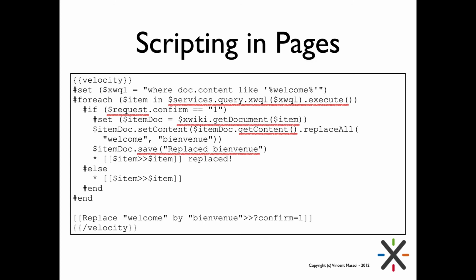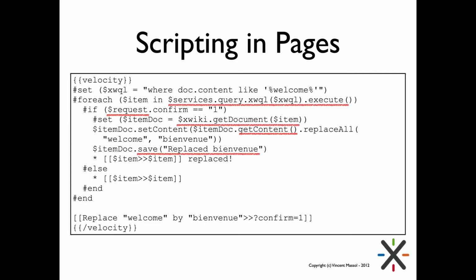And then it creates a link. This is the link syntax. With a label of replace welcome by bienvenue, and when you click this link, it calls the same page passing confirm equal 1 as the query string. So that means the second time this page executes, it goes to the if here inside. So it gets the xwiki.getDocument, it gets the document for each of the items that have welcome in their content. It modifies their content, gets the content, replaces all welcome by bienvenue, so to translate it in French, and sets it as the new content, and then saves the page with a message, replaced, bienvenue. And then it displays the bullet list item saying replaced stuff for this page.